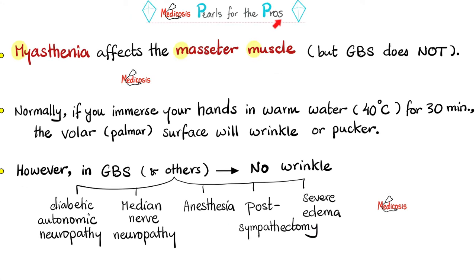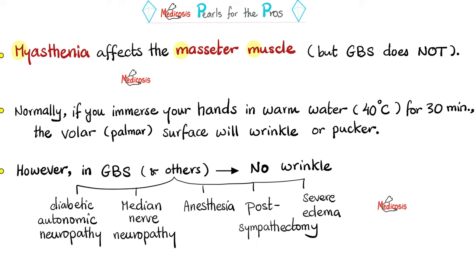Some pearls for the pros that professors will never tell you. Myasthenia gravis can affect the masseter muscle, which helps me chew my food. So many patients with myasthenia will complain of jaw weakness, or, doctor, I cannot chew a cracker or a biscuit or some crusty pizza or whatever.